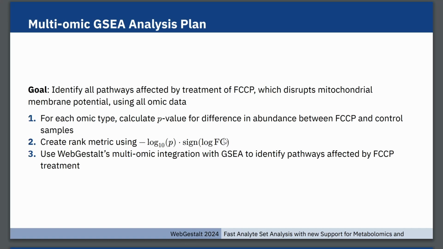But again, there are different rank metrics you can use, but this is the most common, and it allows us to separate our list into proteins that are highly expressed in the treated cells versus control. And so the idea is, can we use the multi-omic integration with GSCA to identify pathways that are affected by the treatment with this drug that disrupts the mitochondrial membrane potential.